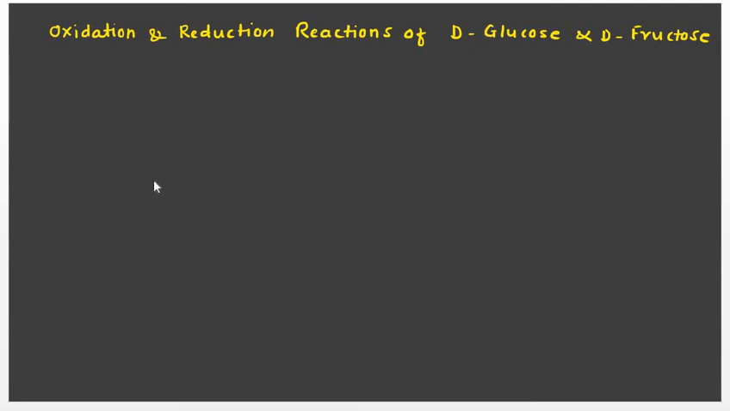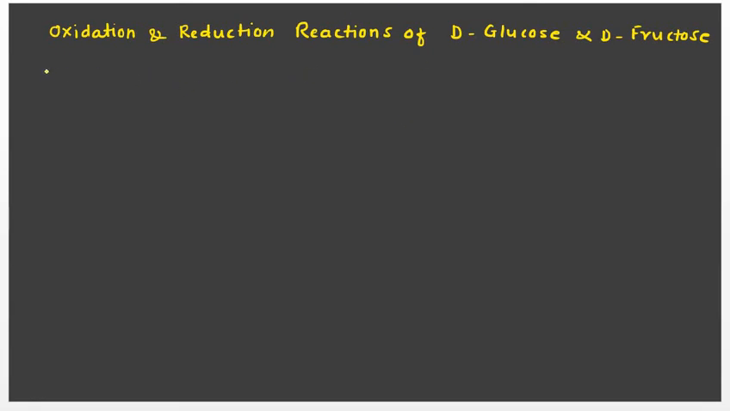Welcome to the Organic Chemistry online lecture series. Today we are going to study the oxidation and reduction reactions of D-glucose and D-fructose. In the previous video we have seen the osazone formation reaction of D-glucose and D-fructose. Now we have to study the oxidation and reduction reactions.